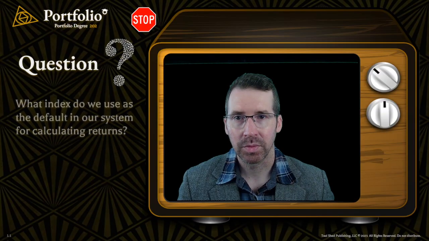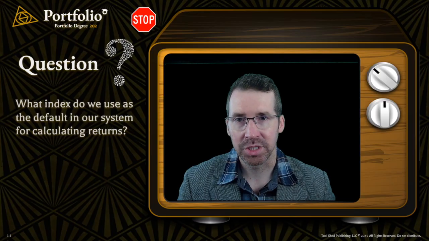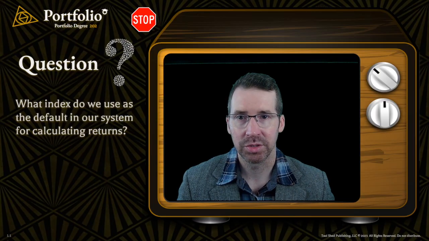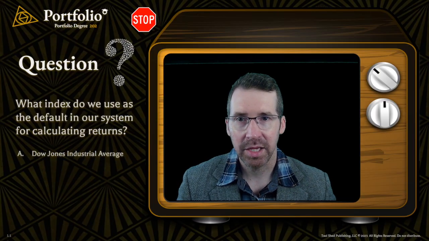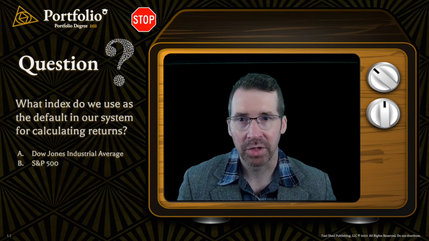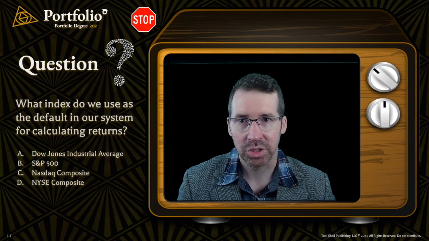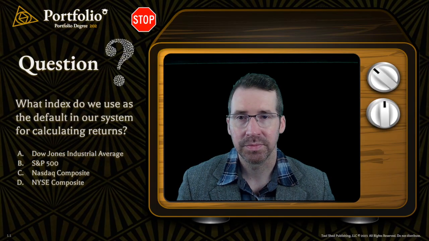All right, so let's take a break for another question. I just mentioned this one, so hopefully you'll remember it. What index do we use as the default in our system for calculating our returns? Is it A, the Dow Jones Industrial Average, B, the S&P 500, C, the NASDAQ Composite, or D, the New York Stock Exchange Composite?